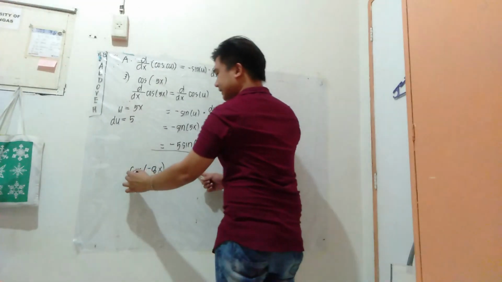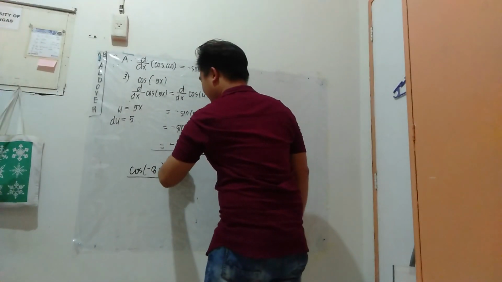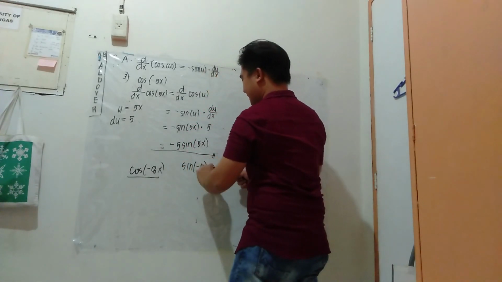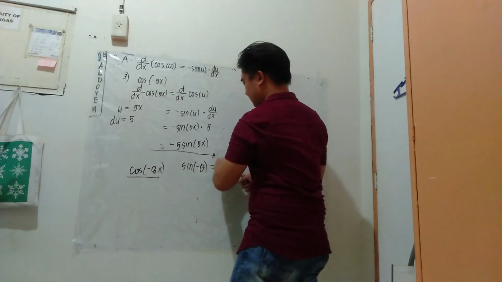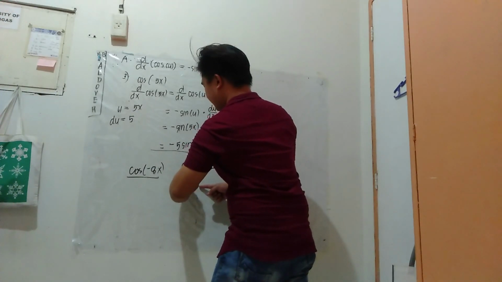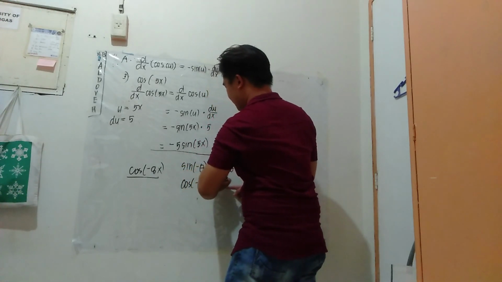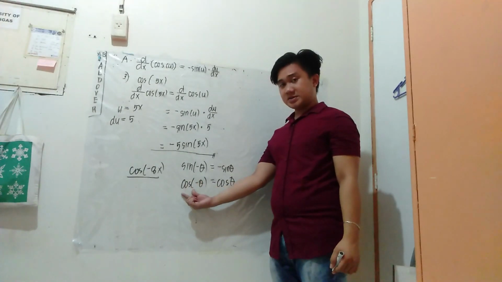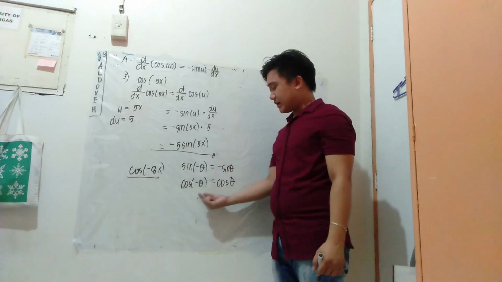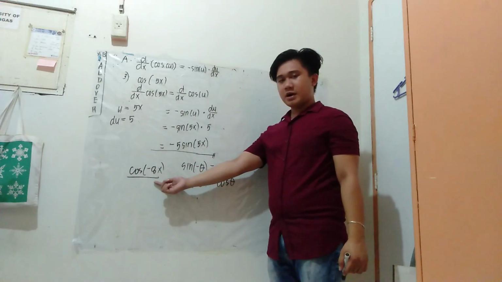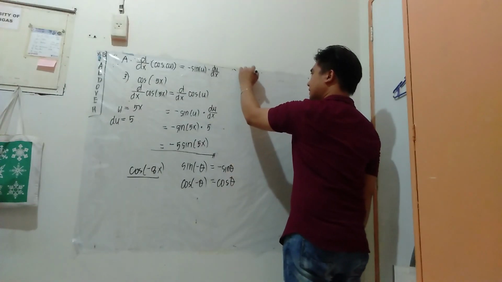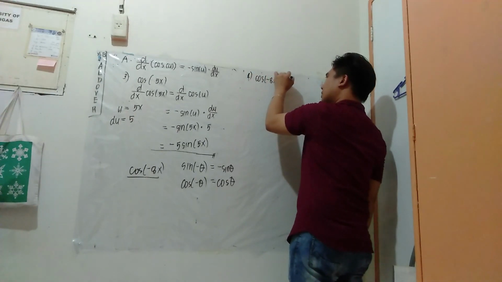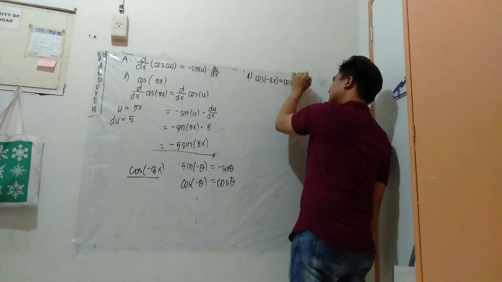Okay? So, recall lang natin guys yung trigonometry natin. Kapag ikaw ay may sine ng negative theta, yan ay equal sa negative sine theta. Pag ikaw ay merong cosine of negative theta, yan ay equal sa cosine of theta. As you can see, nagiging absolute value lang kapag cosine. Pag sine, lumalabas po yung negative. So, paano natin i-derivative ang cosine of negative 8x? Which is our example number 4. So, yung cosine of negative 8x ay equals lang sa cosine of 8x.